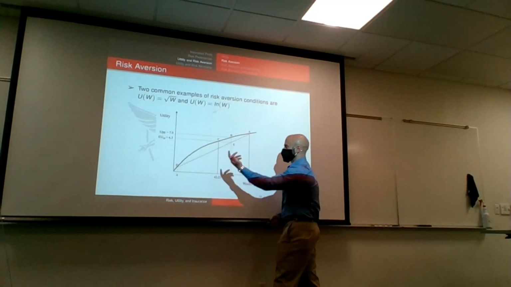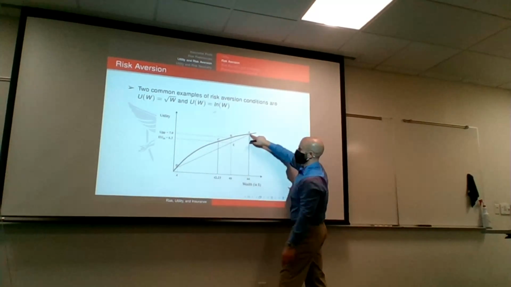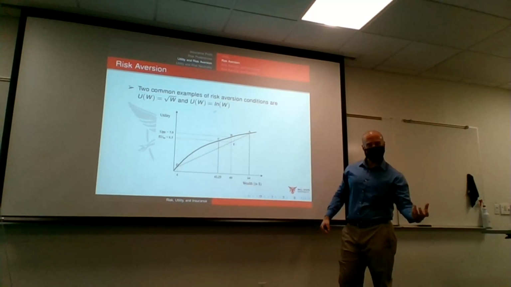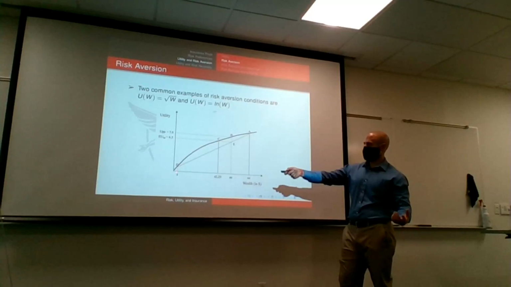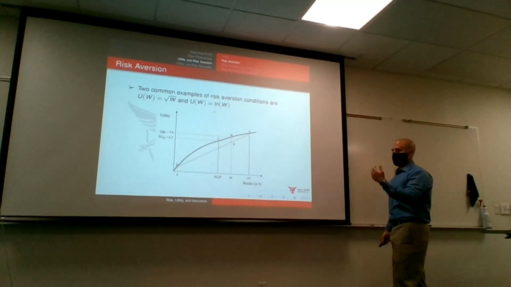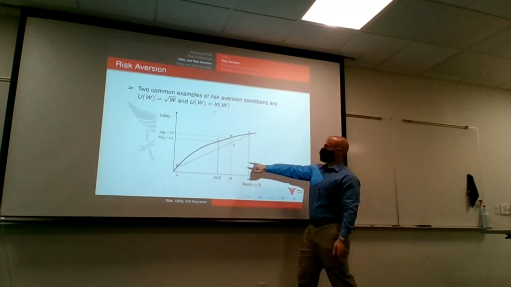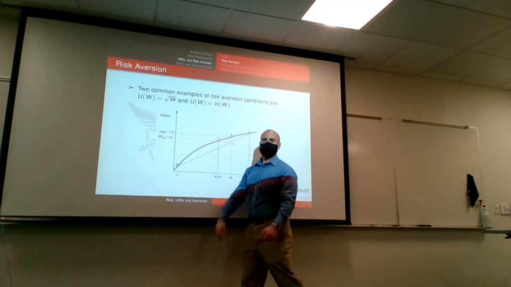Prior to insurance, he goes back and forth with incomes of 4 and 64. So that's points D and A respectively. It's either one or the other. So it's a 25% chance he's here, 75% chance he's there. His expected utility with no insurance, point E, is 6.5.